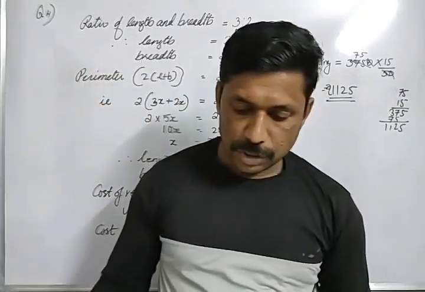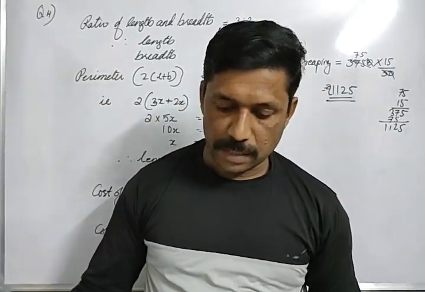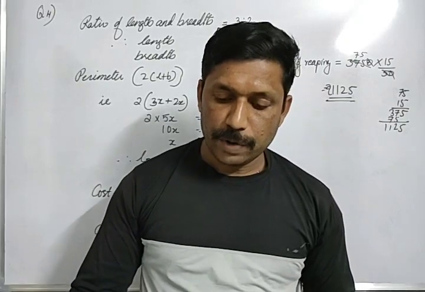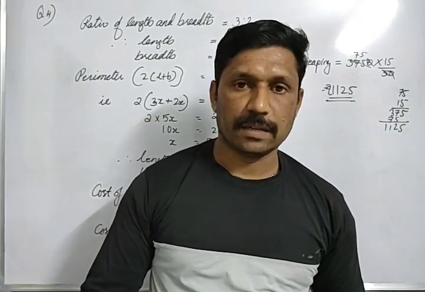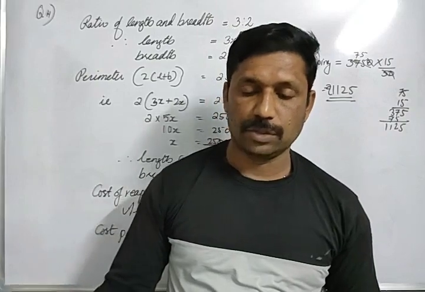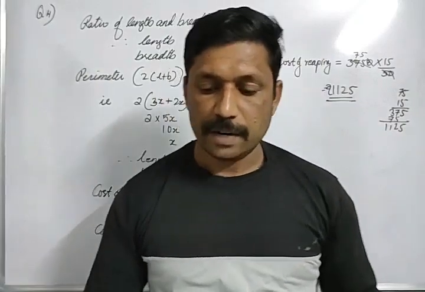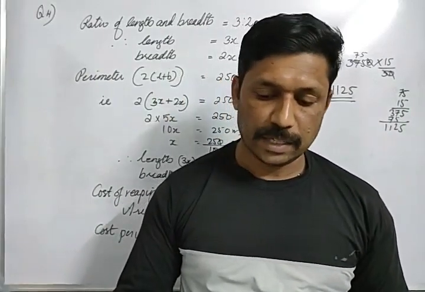So students, next question, that is I think fifth question, that you can do as homework. I will read the question and explain how to do that. That's a homework for you. The breadth of a rectangular field is twice the length. Breadth is twice of length. So we assume length is x and breadth is twice of that. That means x and 2x.